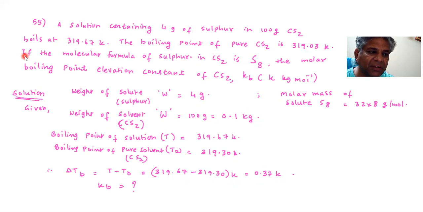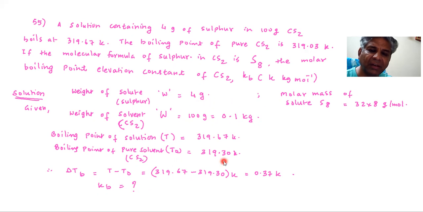So what you need to do, see here, the molecular formula of sulfur in CS2 is S8. Therefore, if you know that it is S8, you just calculate the molar mass, 32 into 8. So this is the molar mass. And then you have to calculate the molal boiling point elevation constant, that is Kb. See, weight of solute is given, weight of solvent is given, molar mass of solute is very clear. So you can calculate the molality and you know the delta Tb.